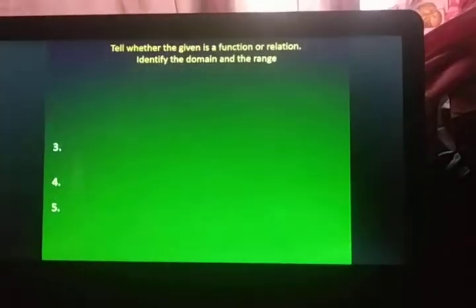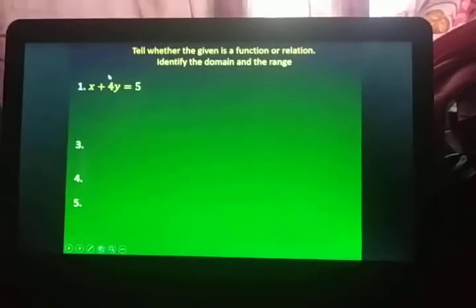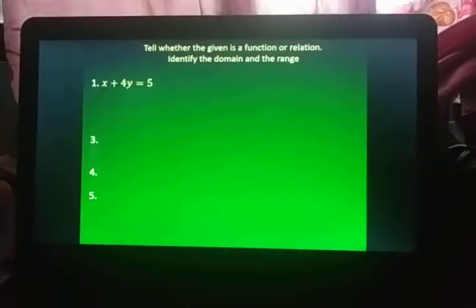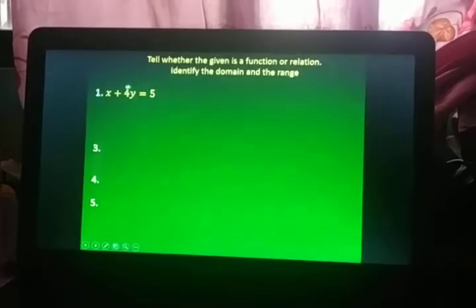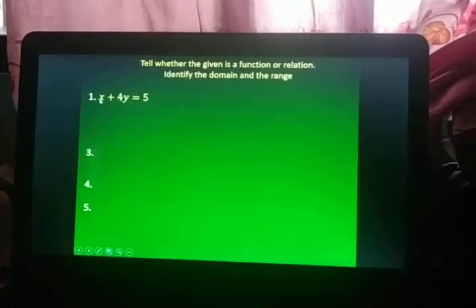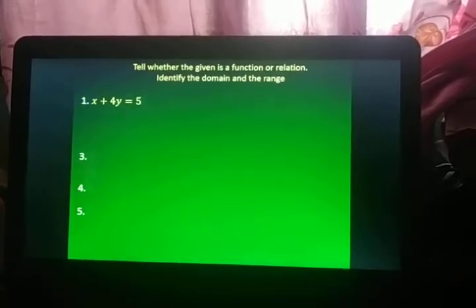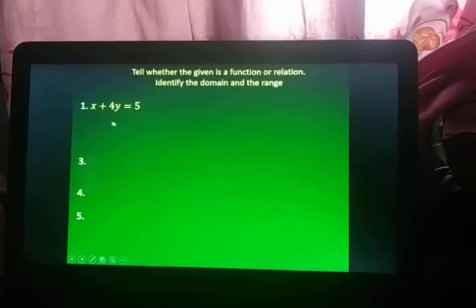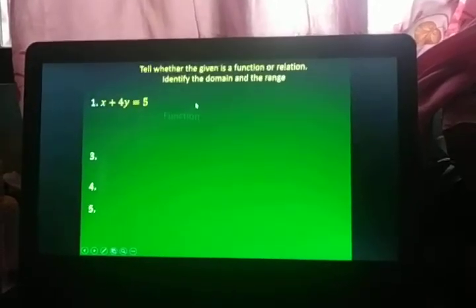Okay? Next, how about this? Let's have our equation or rule. How will we know, by just looking at it, if the given is a function or relation? Number 1, x plus 4y equals 5. Notice that x and y are variables. So x plus 4y equals 5 is a linear equation in 2 variables. They don't have any power, and so if this is graphed, this will result into a line. Okay, and so if this will result into a straight line, then this is a function.